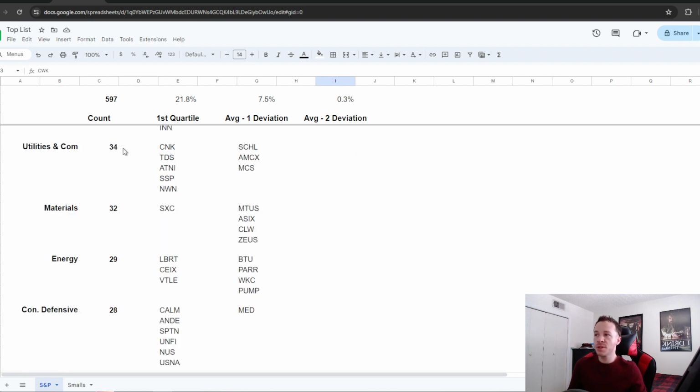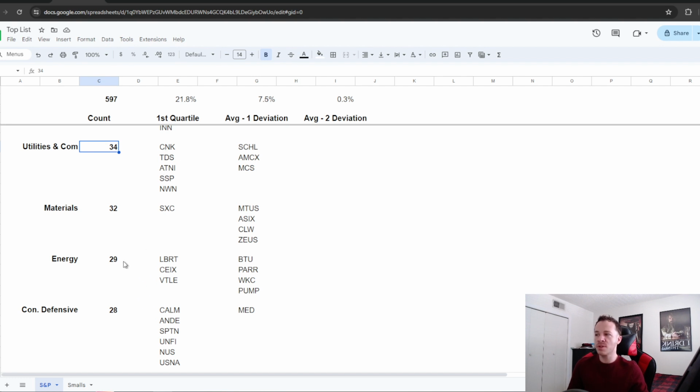Then coming down to the utilities and communication sector, I still think it's pretty weird that those small cap indices decide to combine these two together. But like I said, there's only 34 companies in our sample, and I didn't really want to split that up because then we would be much under the 30 sample size that is kind of a statistical bare minimum in general for what is considered a significant sample size.